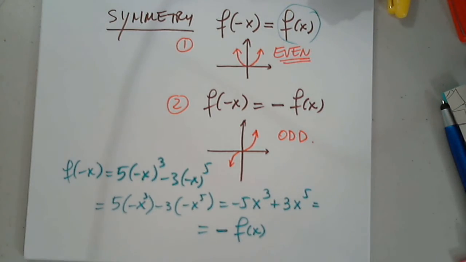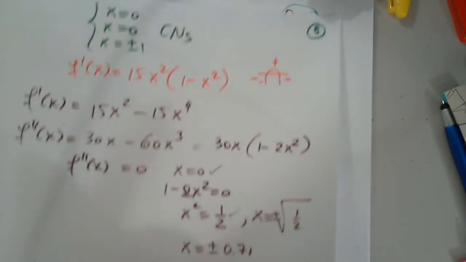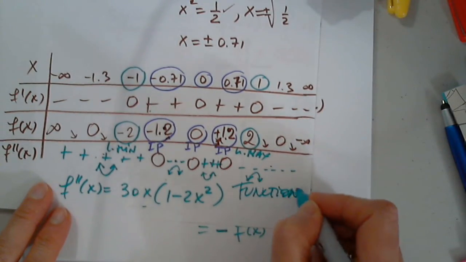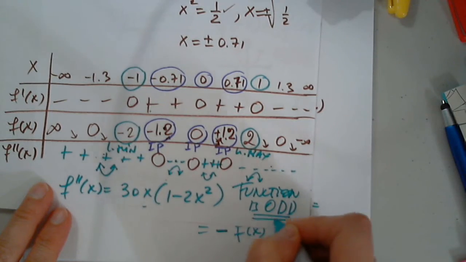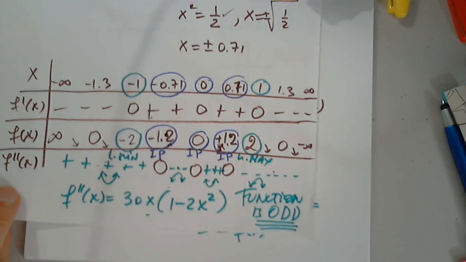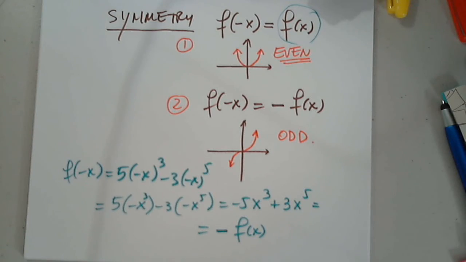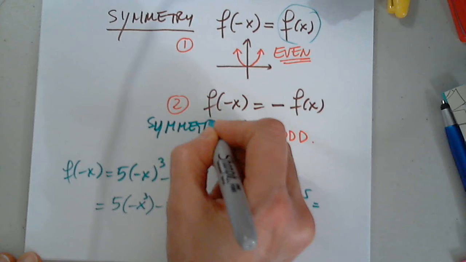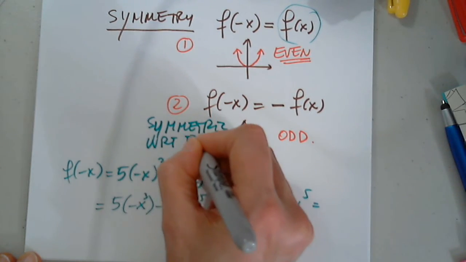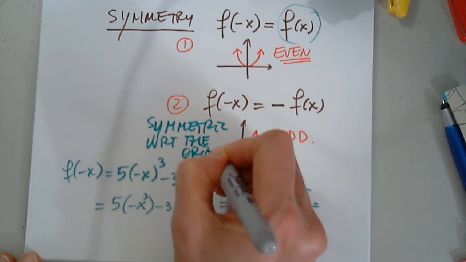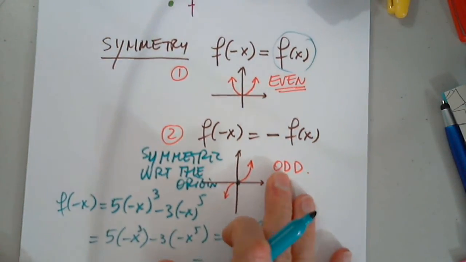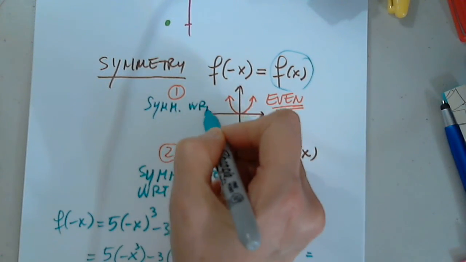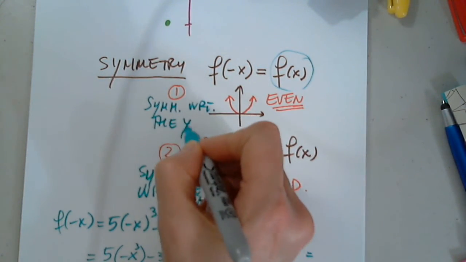So the only thing that I need to put on the side of the table is: function is odd. Odd functions are symmetric with respect to the origin. Symmetric with respect to the origin. This is symmetric with respect to the y-axis. Symmetric with respect to the y-axis.